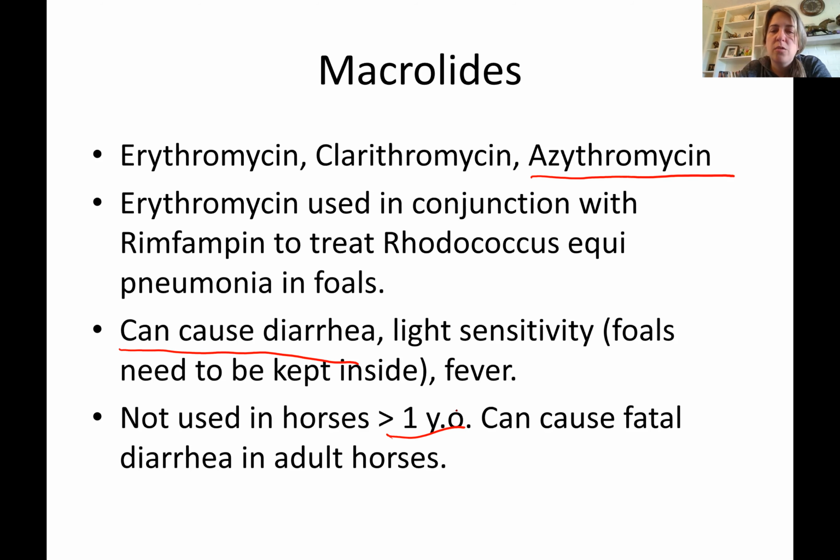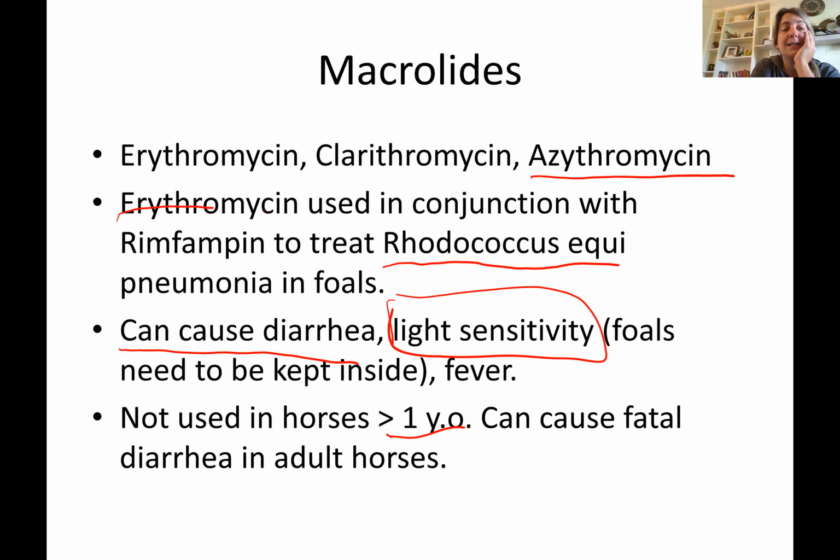The other thing that it can also cause is light sensitivity. So it's photosensitizing. So once you're taking this, and this goes for us also, you should not be going out in the sun because you can actually burn much more than you would normally. And in foals, if they're going to be taking this, because it is one of the drugs of choice to treat this pneumonia in foals caused by Rhodococcus equi, these foals, if they're taking erythromycin, should avoid being exposed to the sun, especially if they have a lot of white in them, because they will burn, okay?